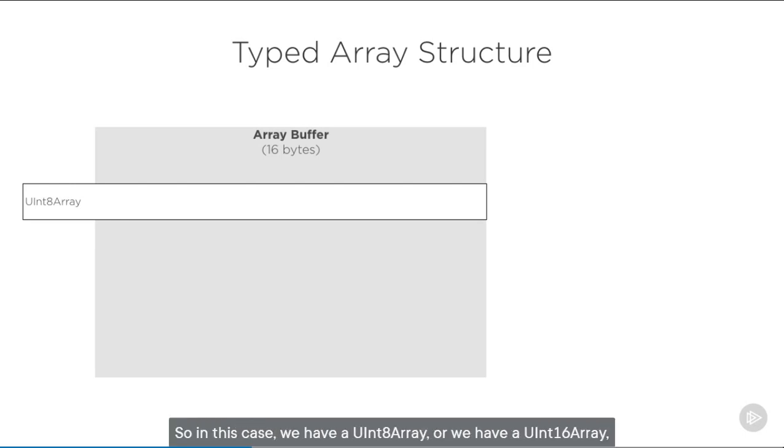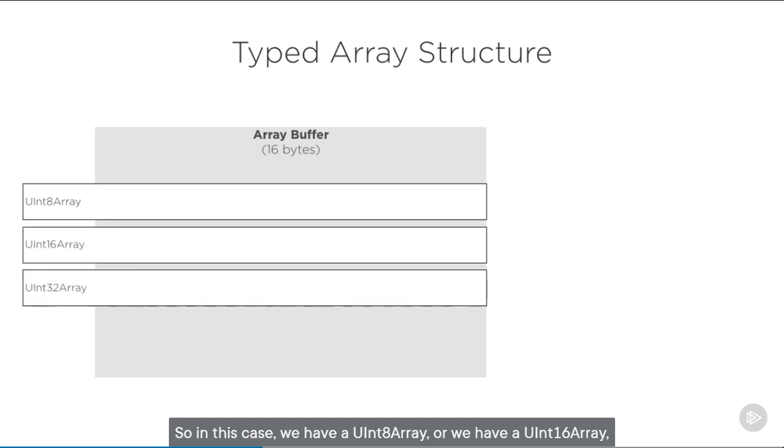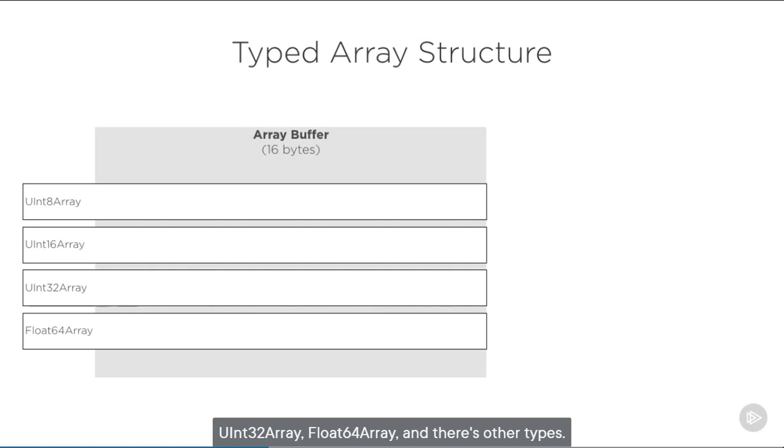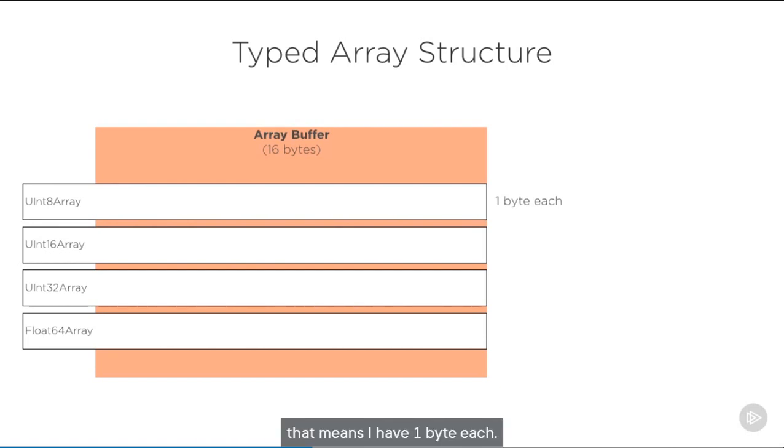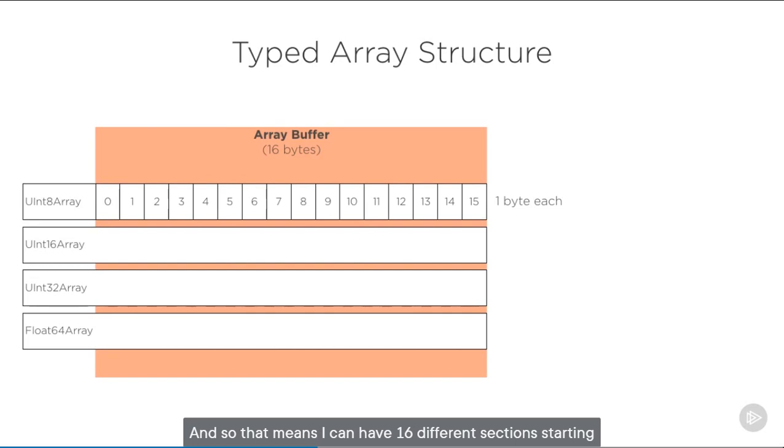In this case, we have a Uint8Array, or a Uint16Array, Uint32Array, Float64Array, and there are other types. Depending on the type of view that you create, you'll have different structures that contain different types of bytes. The key is how many bytes you initially create. So if I created 16 bytes, then with an 8-bit array, I have 1 byte each. And so that means I can have 16 different sections starting at 0 going all the way up to 15, and I can store data in there.